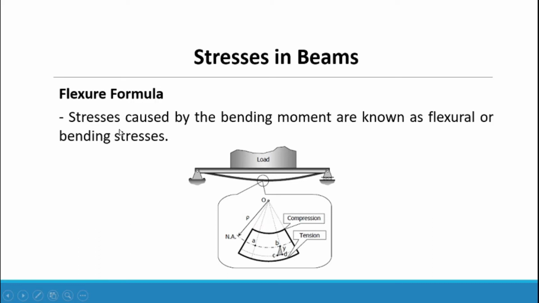Flexure formula. Stresses caused by the bending moment are known as flexural or bending stresses. A simply supported beam with a hinge and a roller and a load. And we have the deflection of the beam caused by the load, and the top of the beam will cause compression while the bottom of the beam will cause tension.